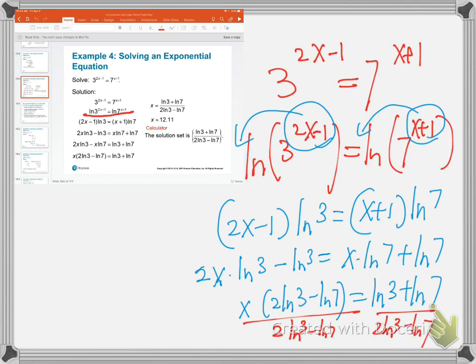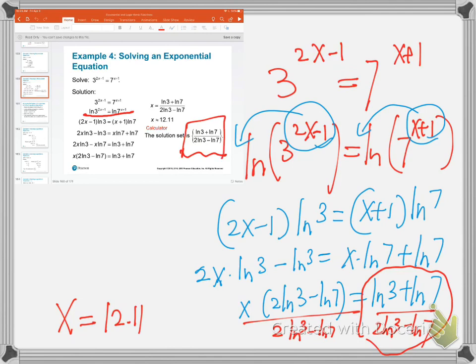Okay, so log 3 and log 7, they are just some decimal numbers. You use calculator, you can simplify this part. You got x is 12.11. Okay, so you can either keep this expression as the answer or use calculator to get a decimal answer.